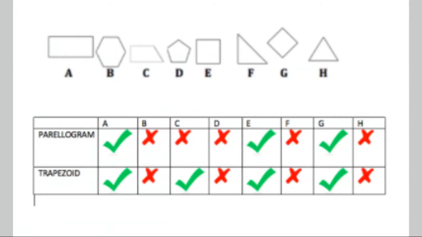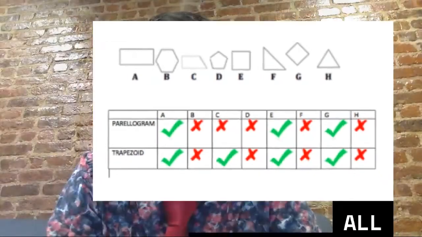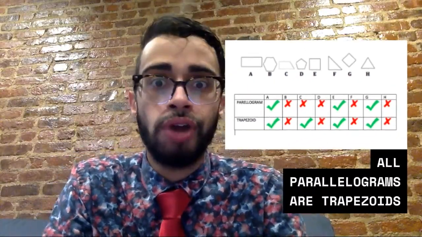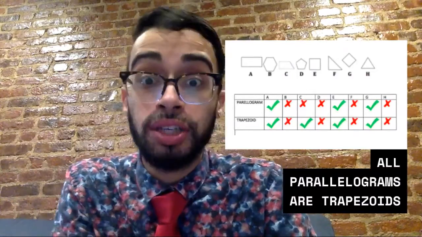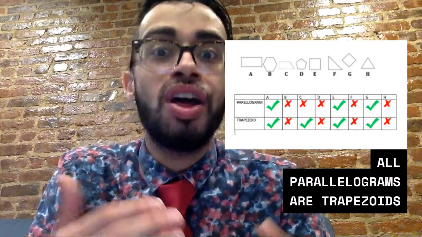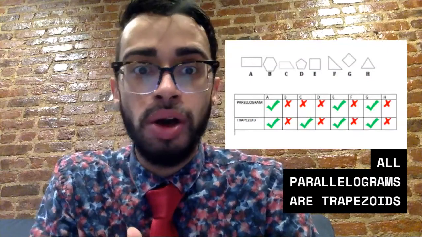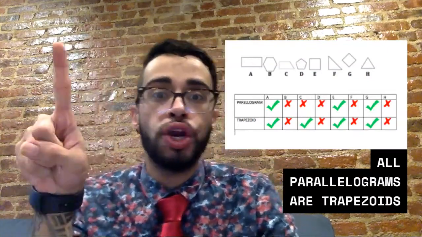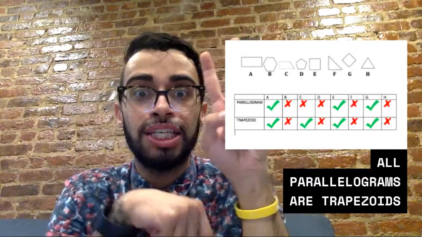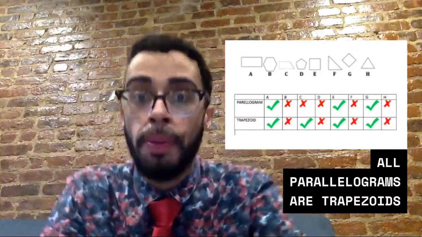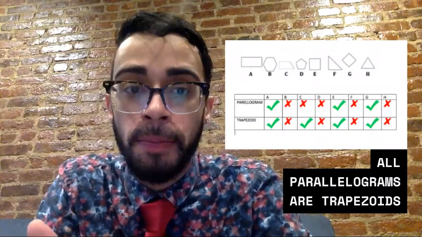But C was only a trapezoid. So when you really look closely at this, there are some conclusions we can make. Our first conclusion is that all parallelograms are trapezoids. Because look, A, E, and G were considered parallelograms, and guess what? We also consider them trapezoids as well. Because remember, a trapezoid has one or two pairs of parallel sides. So when it has two, it's a trapezoid and a parallelogram at the same time.